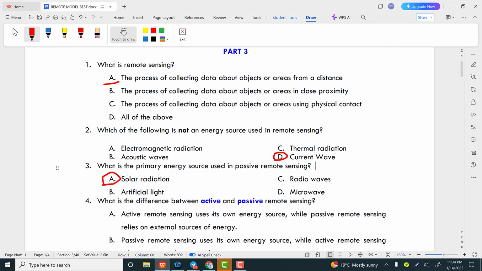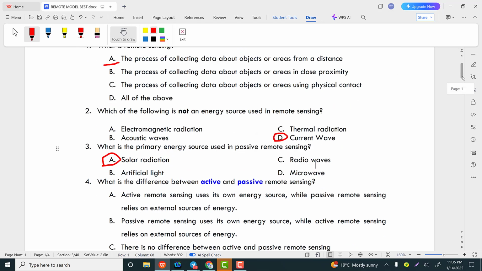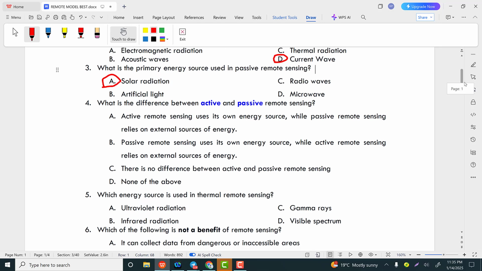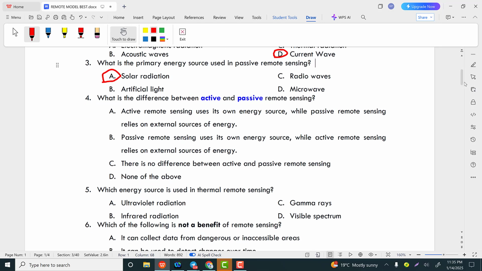Question number 4. What is the difference between active and passive remote sensing? A. Active remote sensing uses its own energy source, while passive remote sensing relies on external source of energy. This statement is absolutely correct. B. The passive remote sensing uses its own energy source, while active remote sensing relies on external source of energy. This is the reverse of option A, so this is automatically wrong. C. There is no difference between active and passive remote sensing. False. D. None of the above. So the answer is A.